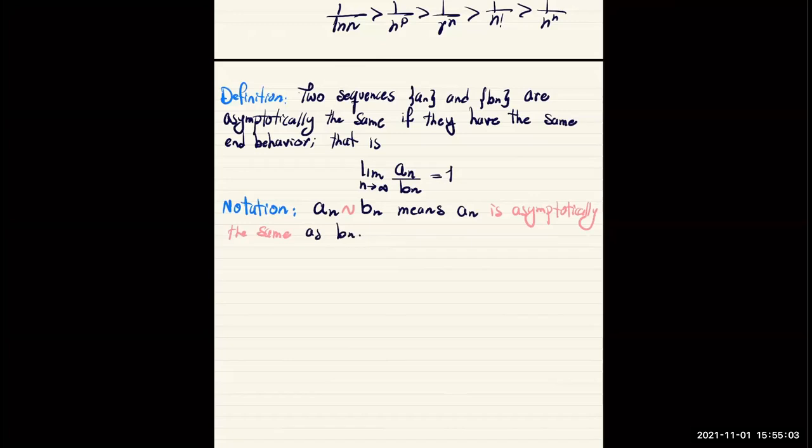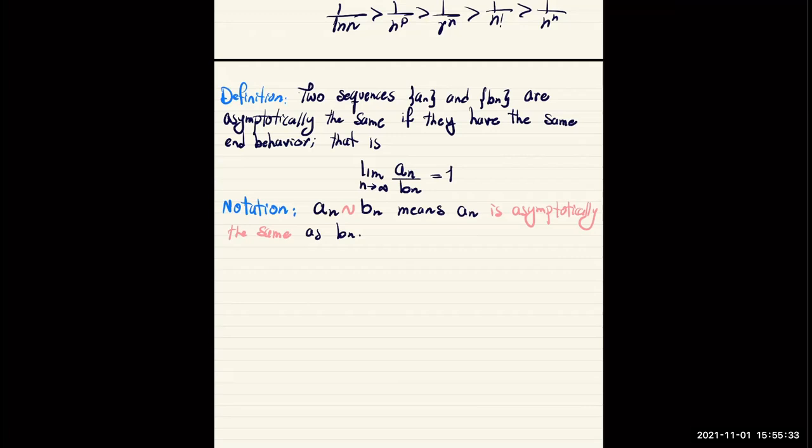Okay, just a short way of writing that limit. Does anyone not understand what this is? Did you guys get it? a sub n to b sub n becoming 1, or equal, in the long run. All right, now, the question is, how do we find a sequence that is asymptotically the same as another sequence?